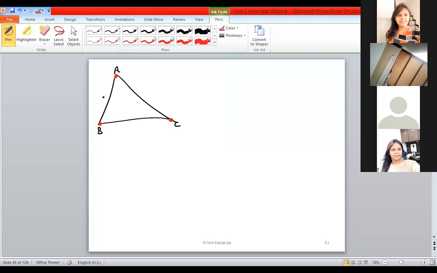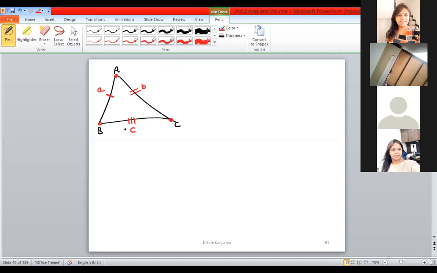And these sides are all different. Say A, say B, say C. If all the sides are different, it's known as a scalene triangle.